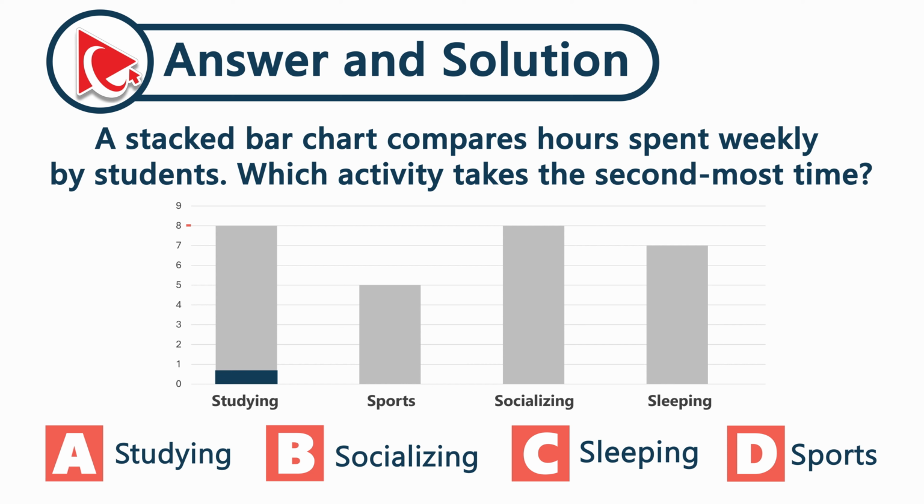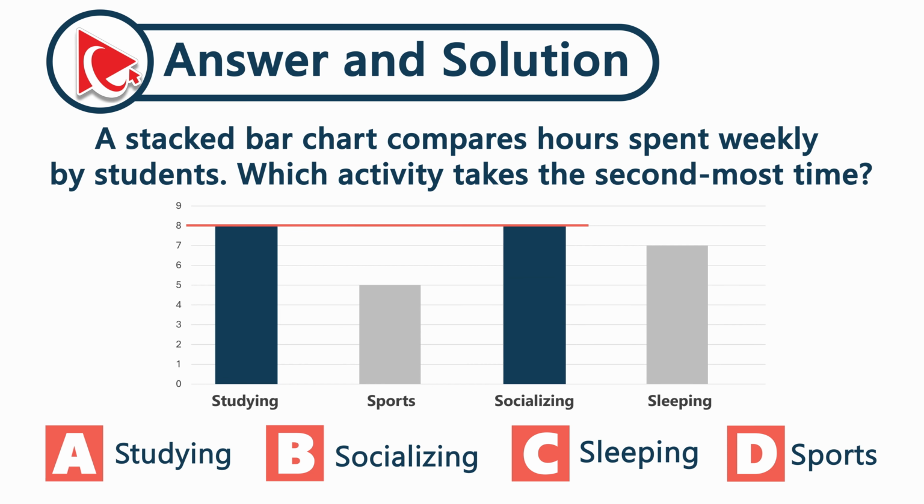Let's break it down. Studying and socializing are tied up at the top. Each one was 8 hours. Sleeping follows closely behind at 7 hours. That places it firmly in the second position. And the correct answer here is choice C, sleeping.